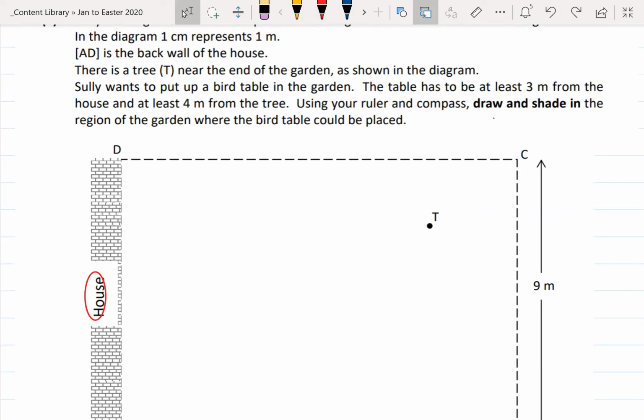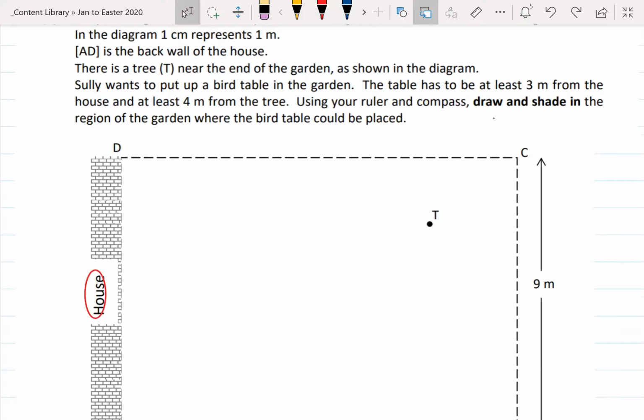Sully wants to put up a bird table in the garden. The table has to be at least 3 meters from the house and at least 4 meters from the tree. Using your ruler and compass, draw and shade in the region of the garden where the bird table could be placed. So this bird table has to be 3 meters from the house and at least 4 meters from the tree.